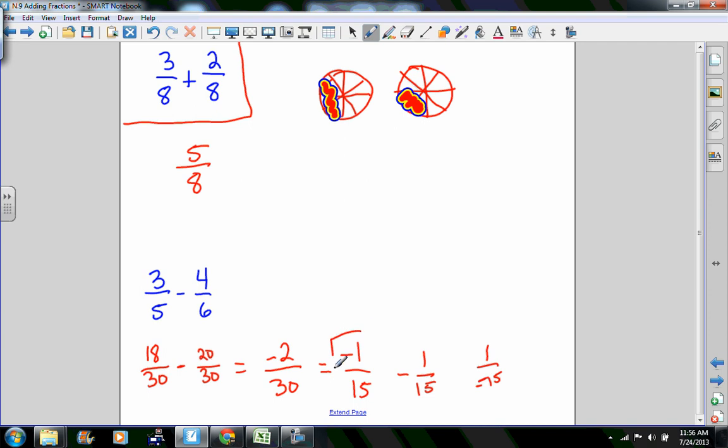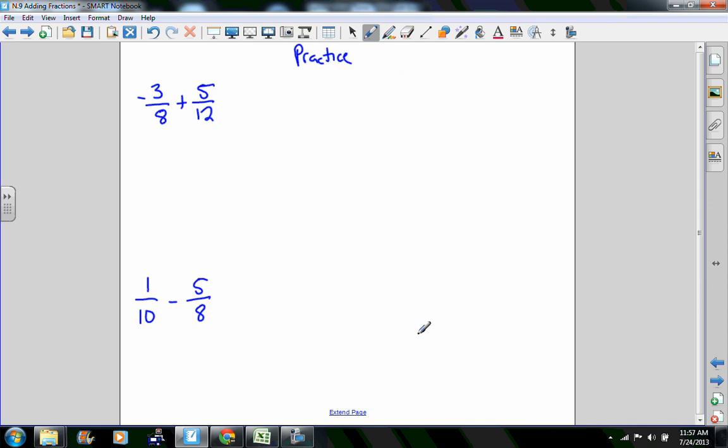Okay? I will write it like this most of the time, and if I'm given a number like this, I'll just move that negative up to the 1, just because I think that's easiest. Now, if you do it a different way, nothing wrong with that. Okay? So I want you to try these on your own.